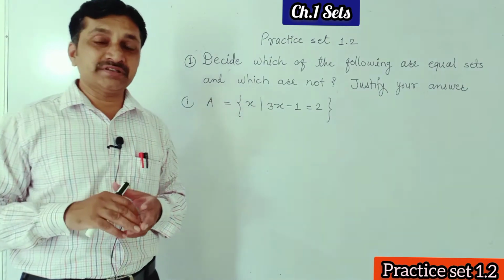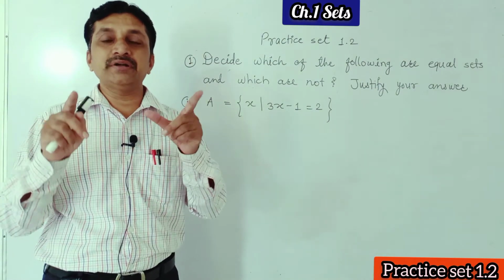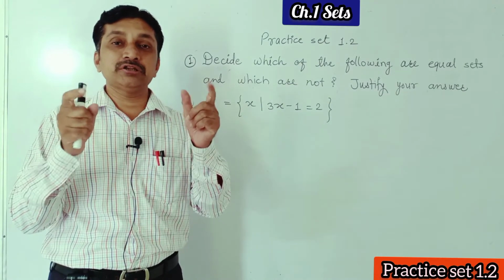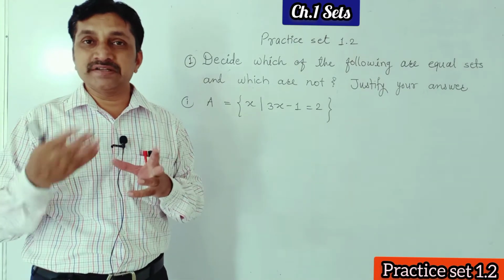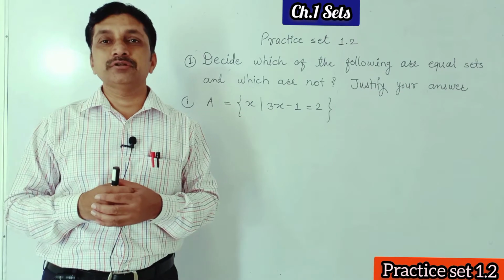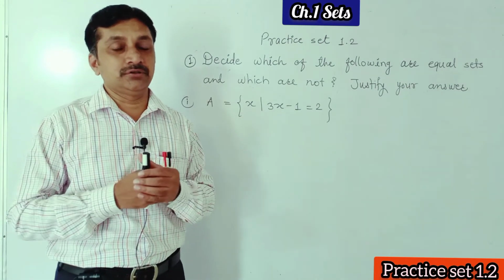After that, equal sets. Here two sets will be given. If the elements of both the sets are the same, then these two sets are called equal sets. Null set or empty set: if there is no element in the set, then that is called an empty set or null set.